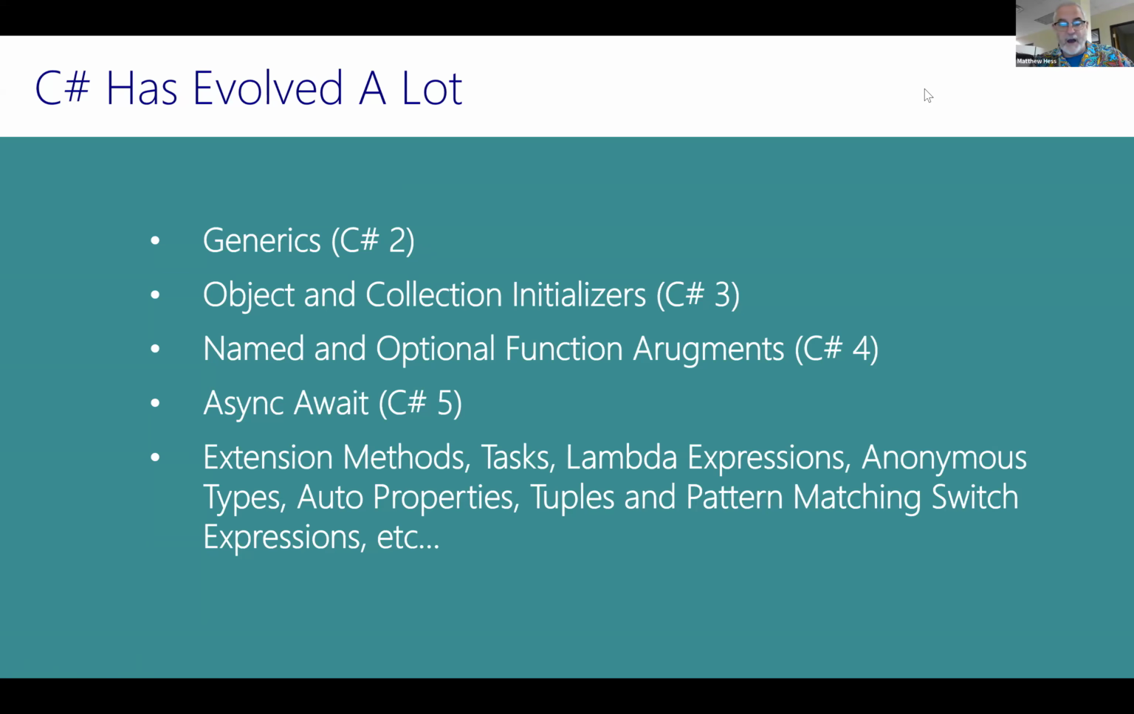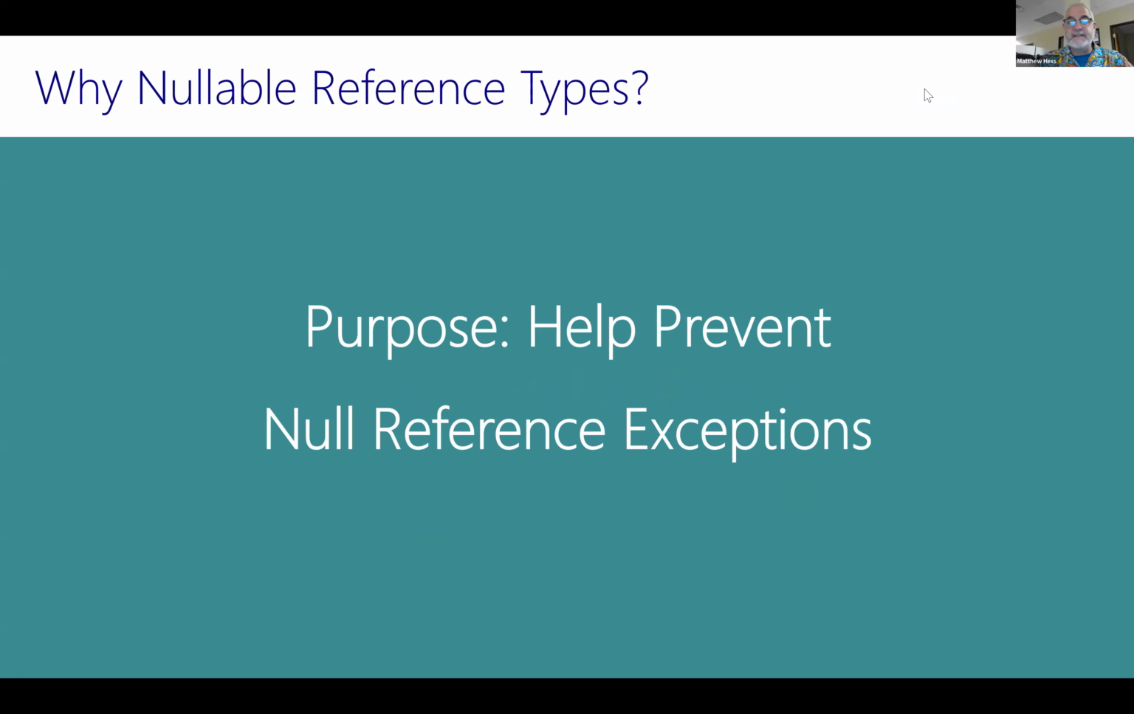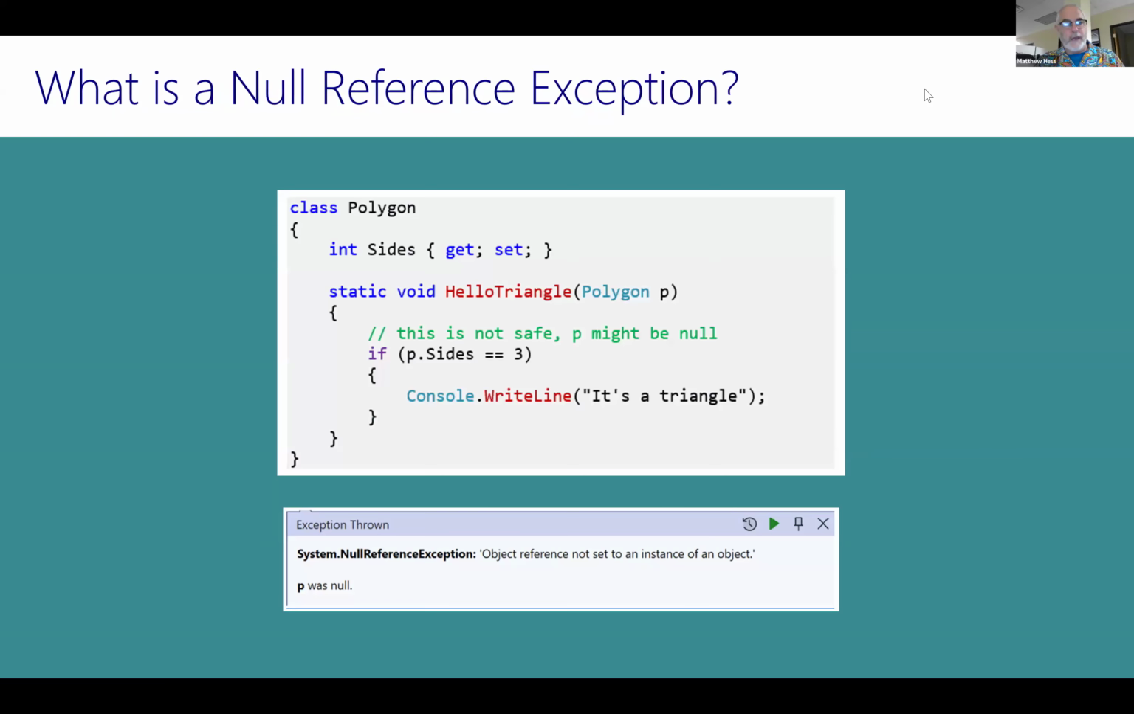Why did Microsoft do this? What purpose does it serve? And it's really very simple. The purpose of this language feature is to help prevent null reference exceptions. Okay, so null reference exceptions. That's a buzzword you may or may not use a lot, but let's just review and unpack that. So what is a null reference exception?